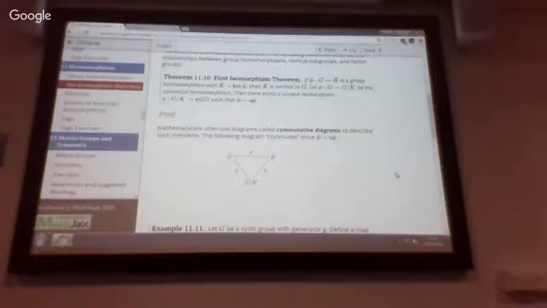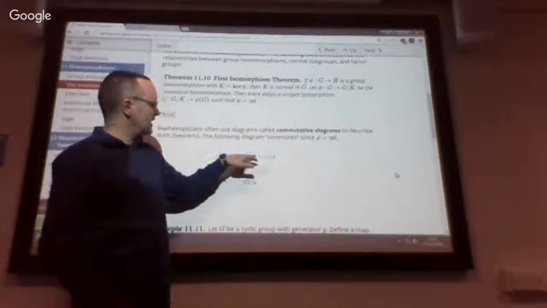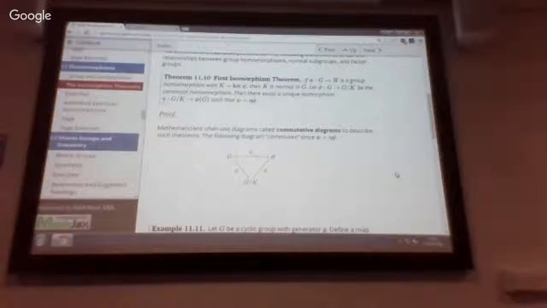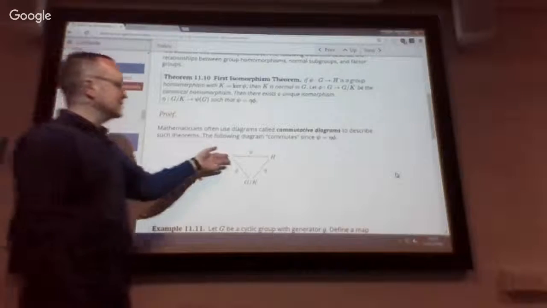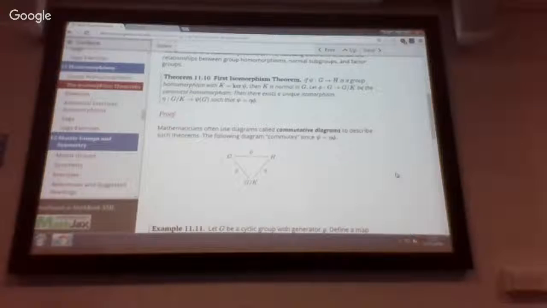So the first isomorphism theorem applies in this situation where you've got any homomorphism psi from one group G to another group H. So in general, if psi is a homomorphism, it might not be injective and it might not be surjective onto H.